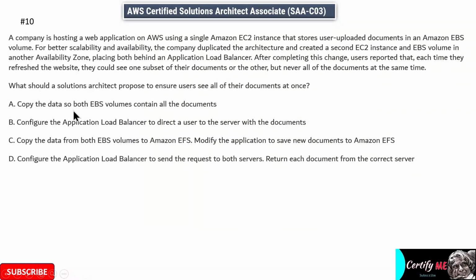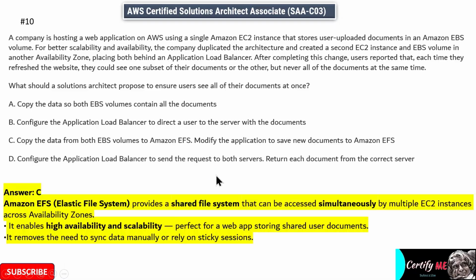Option A: copy the data so both EBS volumes contain all the documents. Option B: configure the Application Load Balancer to direct a user to the server with the documents. Option C: copy the data from both EBS volumes to Amazon EFS. Modify the application to save new documents to Amazon EFS. Option D: configure the Application Load Balancer to send the request to both servers. Return each document from the correct server. The correct answer is option C.